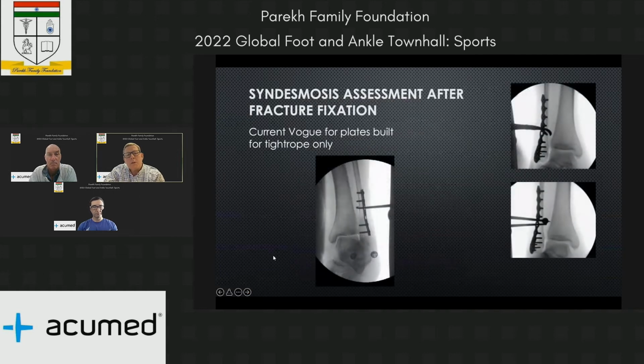Couple of just quick things. We're not talking about fractures too much, but we brushed on this at a meeting a couple of weeks ago. There's a current vogue for the anatomical plates to use tightropes as their only fixation across the distal tibiofibular syndesmosis. I'm just not the greatest believer in that. The plates actually stop you from using a screw if you're worried.